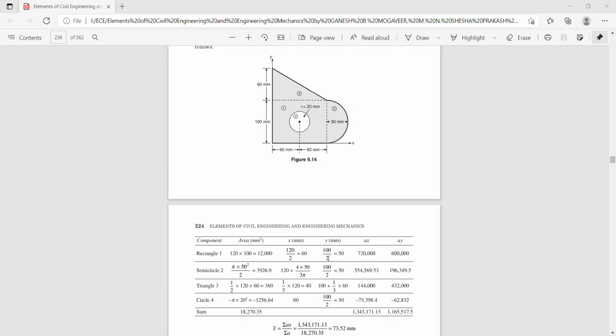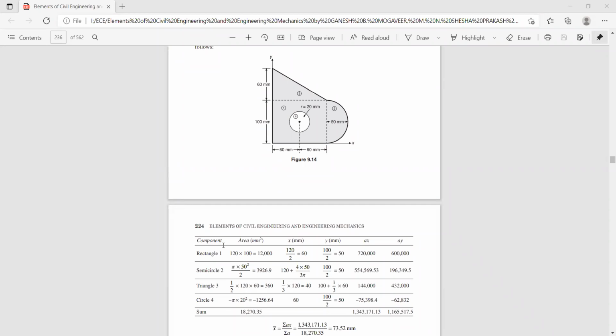So similarly y1 is always measured with respect to the x-axis. So 100 divided by 2, 50 millimeters. And y2 is nothing but 50, the center of the semicircle, that is, the radius of the semicircle. Next, y3 is 100 plus h by 3, where h is 60, so 60 by 3. And y4 is nothing but 100 by 2, that is 50 millimeters.